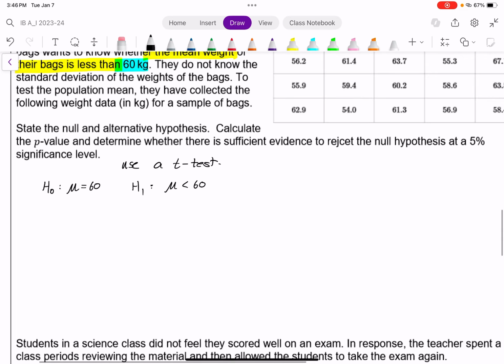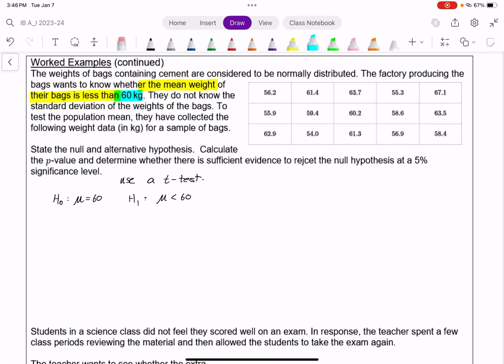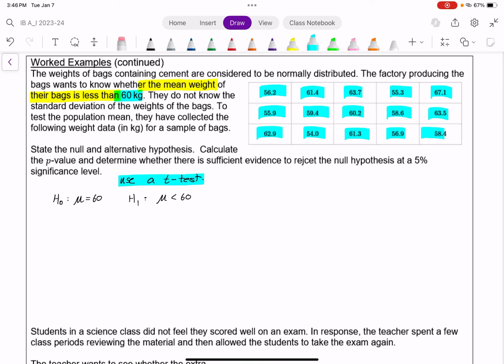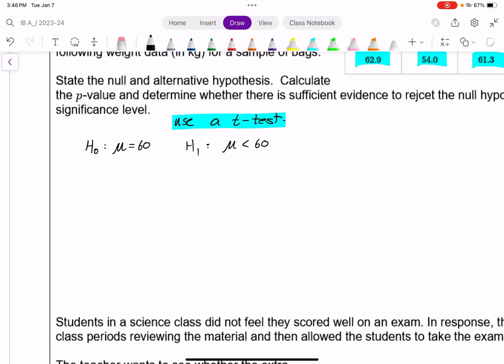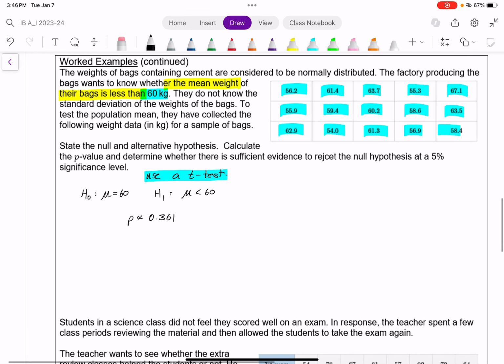Other than that, this is pretty quick because at this point, we want to run a t-test, like I mentioned already. We want to input the data. So we have 15 points of data we want to put into our table. Run a t-test, tell it that we are using data instead of summarized statistics. And we should pretty quickly get a p-value of approximately 0.361, which means there is approximately a 36% probability of getting a result like the sample if the mean of the normally distributed population really is 60 kilograms.